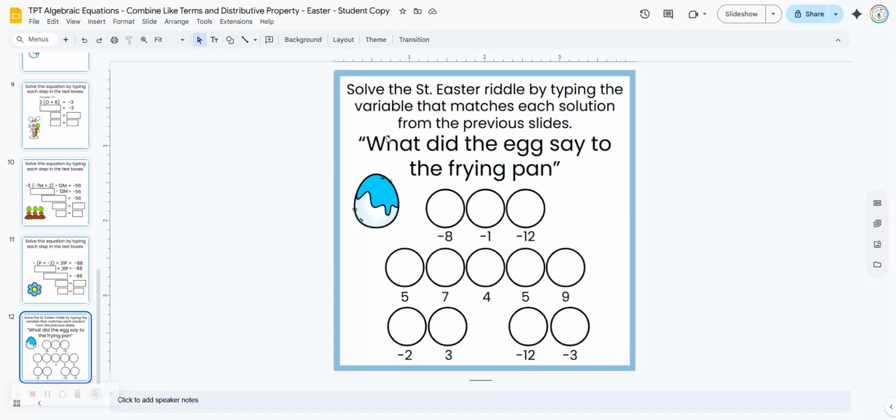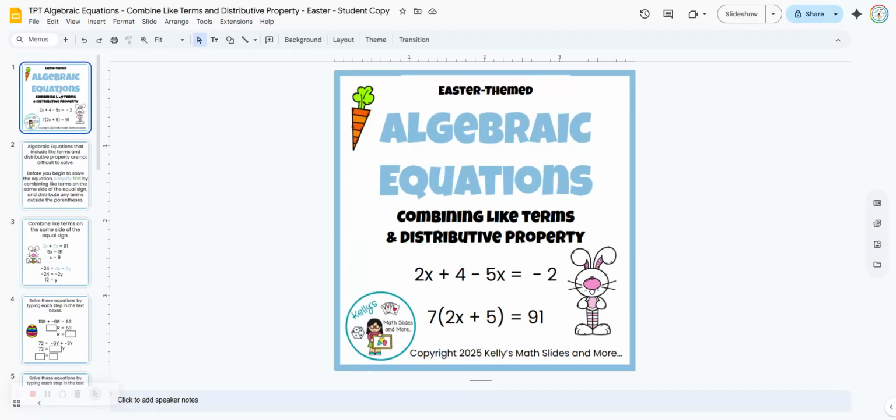And if they've done these correctly, they will solve the Easter riddle. So this is the Easter version of algebraic equations, combining like terms, and the distributive property.